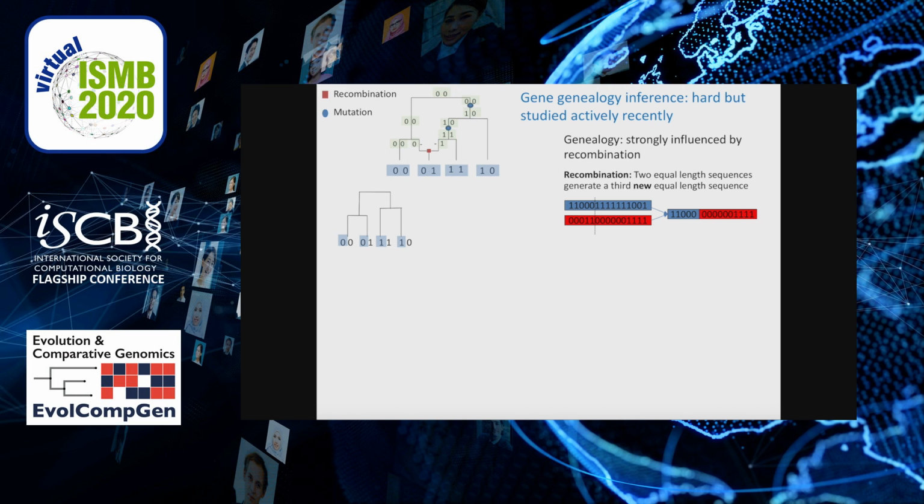Now let's look at the next position. Here, at this position, we trace back, and due to recombination, this time we go to the right. So we have a history like this. So this gave a different gene genealogy.